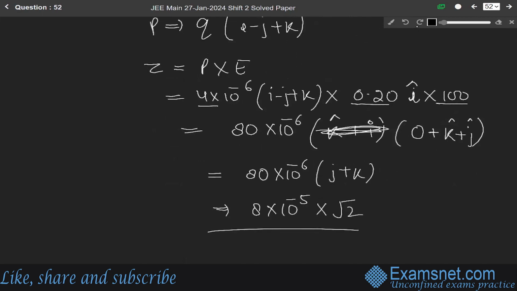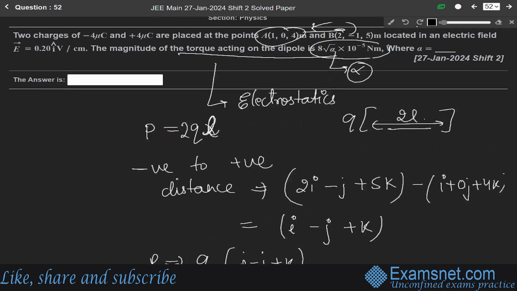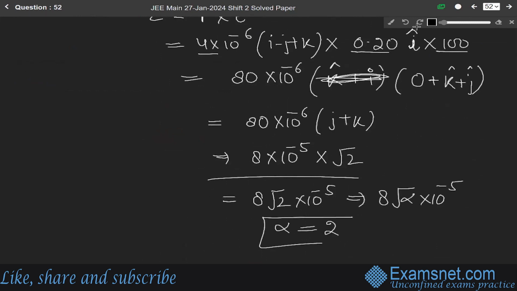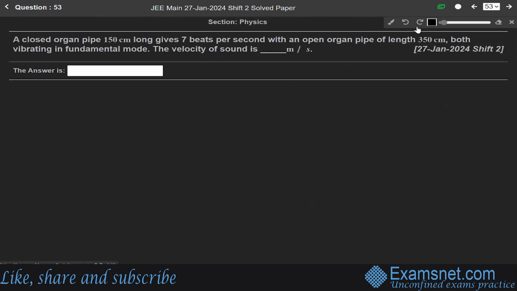So comparing it with the given equation, 8 root alpha into 10 to the power minus 5, means 8 root 2 into 10 to the power minus 5. So the value of alpha will be 2. Okay. Now next question 53.